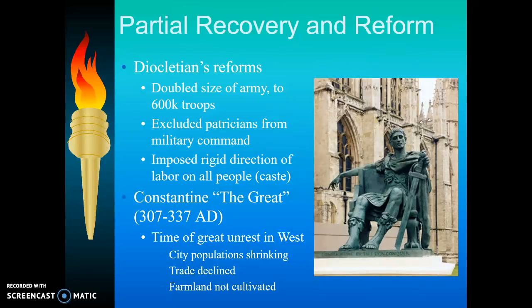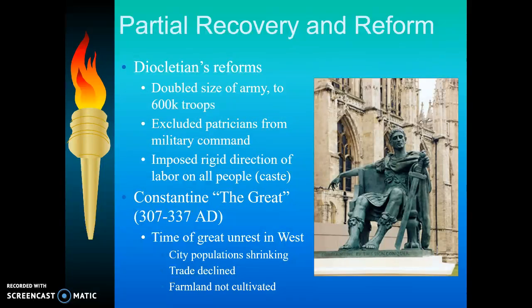There was a partial recovery and some reforms that kept the empire going for another 100 years or so. Diocletian is one of these emperors I want you to know. So Octavian, Diocletian, and Constantine the Great. Diocletian doubled the size of the army, excluded patricians from military command, so as to keep those nobles out of any connection with the army, and he essentially established a caste system throughout the Roman Empire. Now, it didn't stick, but he wanted to lock people into whatever position they had at the time. It was unsuccessful, but again, this is the desperation that he was feeling.